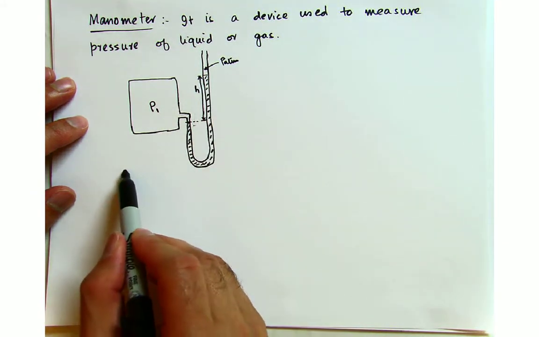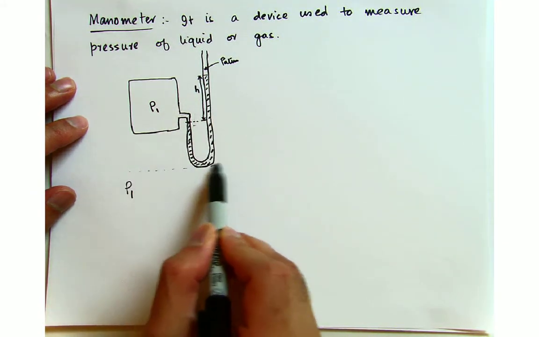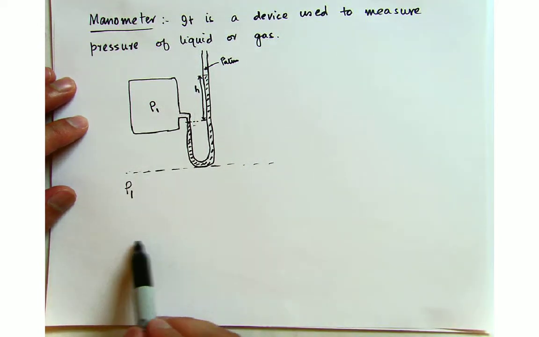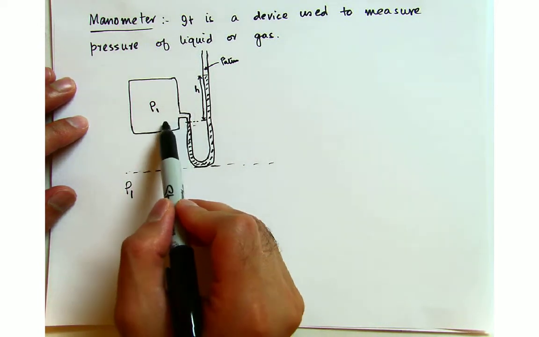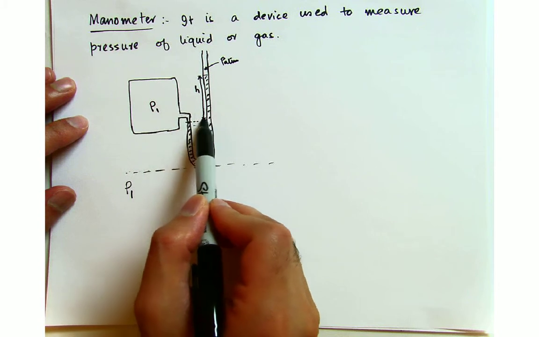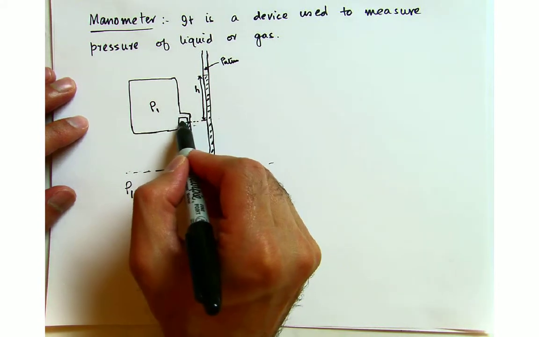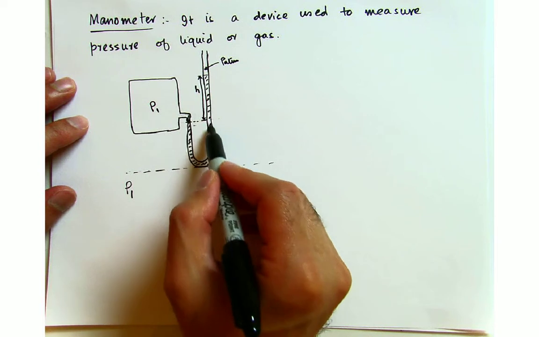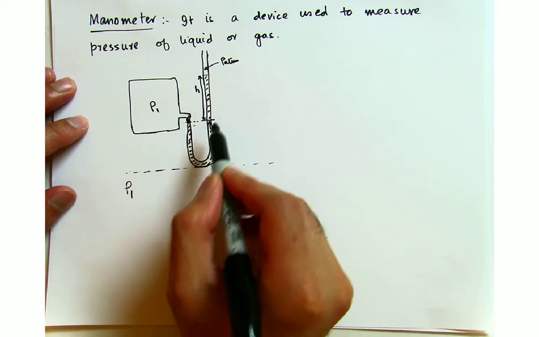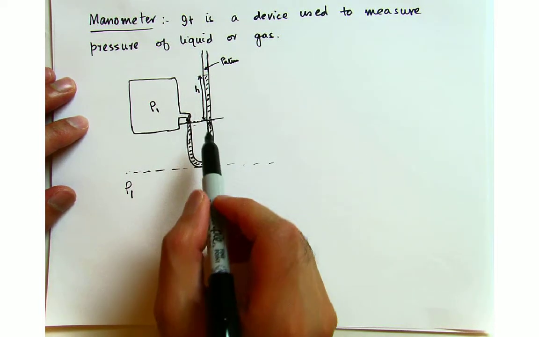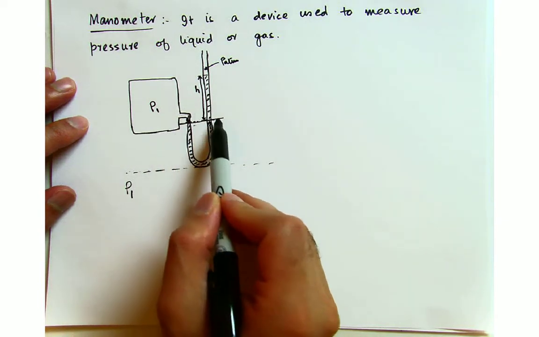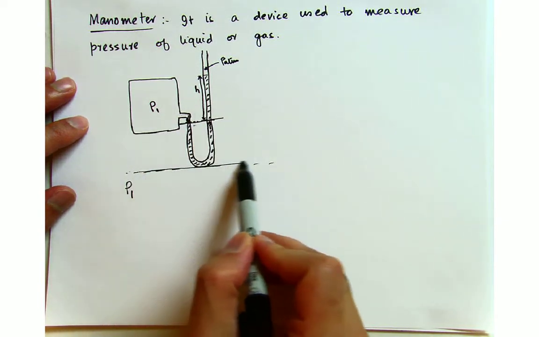I can use any reference line to do the force balance, or the height of the mercury column. I can choose this line, or in fact I can choose this line over here. Because it's the same fluid, the pressure exerted over here will be the same as what's experienced over here. So I can make either this line or this line my reference.